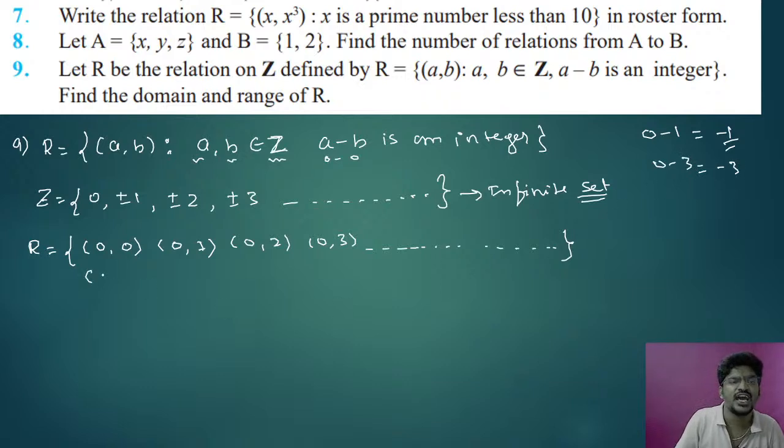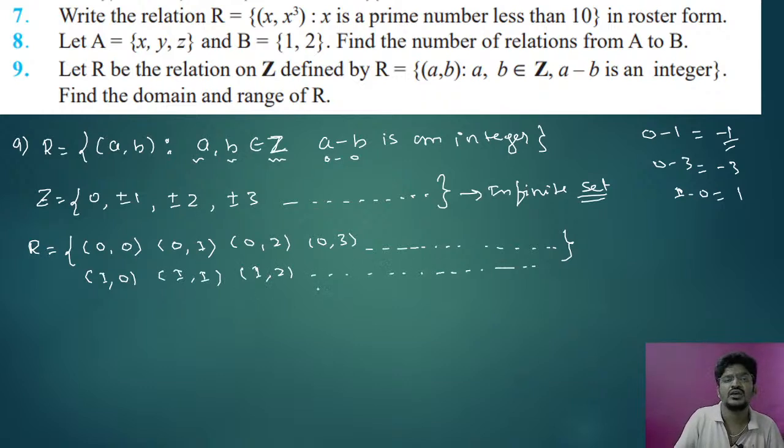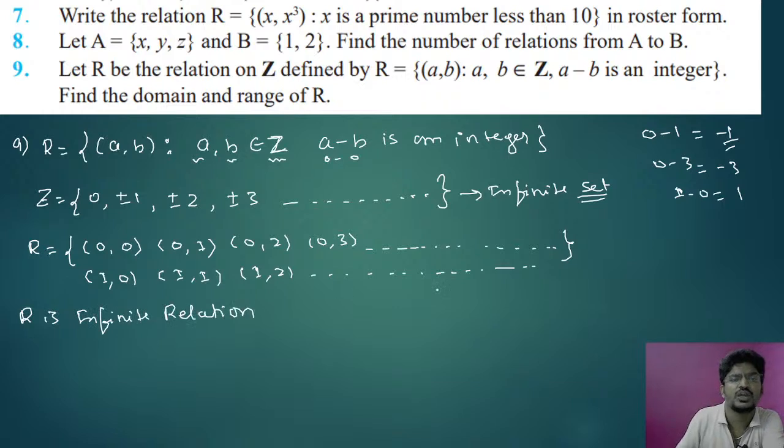You can write it as (1, 0) also because 1 minus 0 is 1. You can write (1, 1) also. You can write (1, 2) also. Again you see it goes on like this. That means R is an infinite relation, because all the ordered pairs are not going to end.